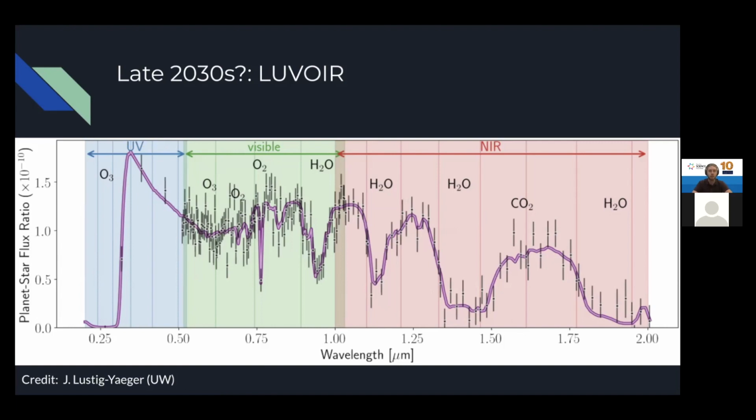We would be able to look at the atmospheres of rocky, habitable planets and see whether we can find biosignatures in those atmospheres and help answer the question of whether or not we are alone in the universe.